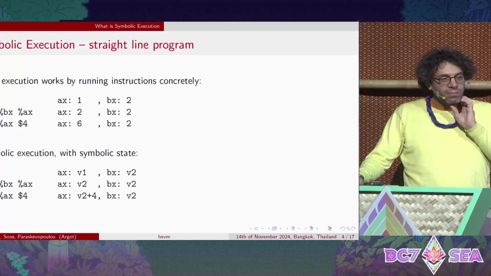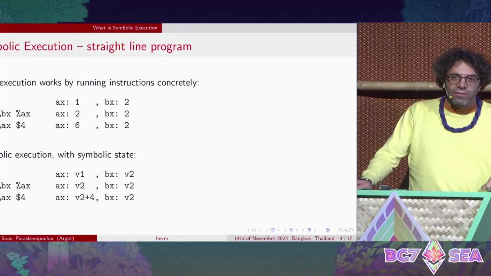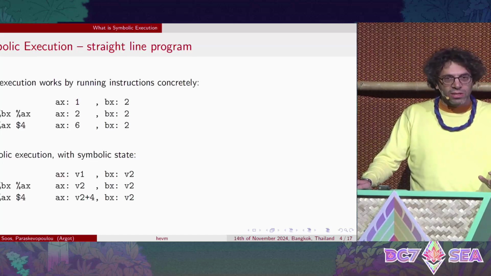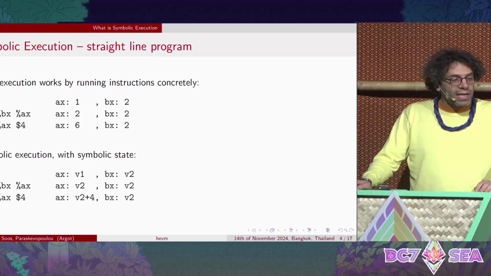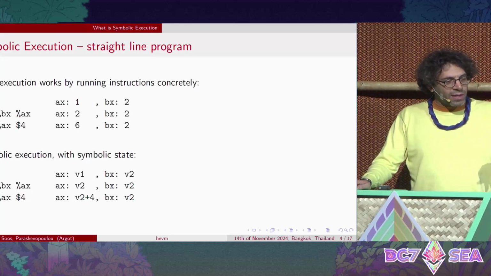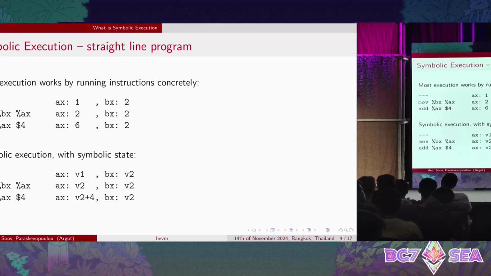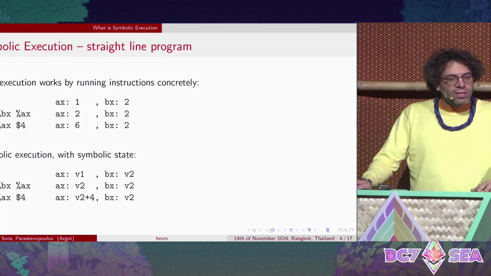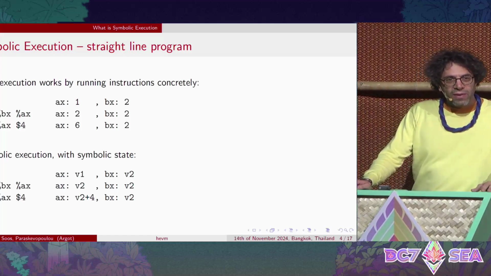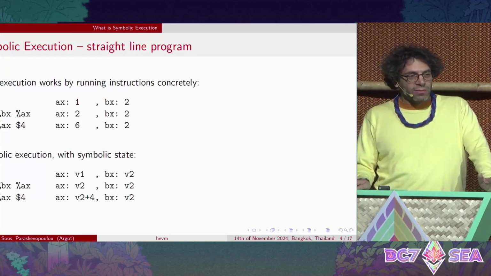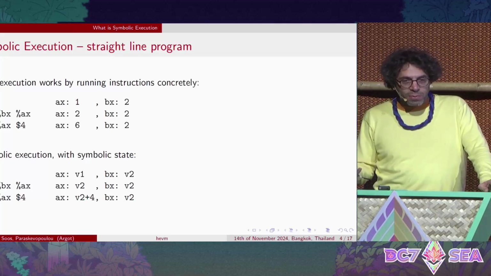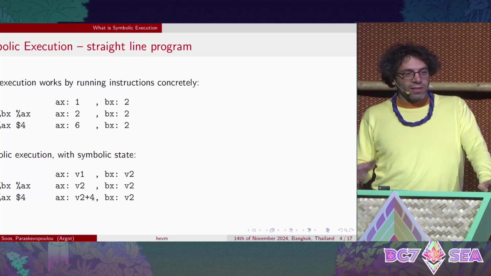Now, when it comes to symbolic execution, instead of initializing with concrete values like 1 and 2, it will initialize with variables like v1 and v2, and then we'll try to execute these instructions, but over these variables rather than the concrete values. As you can see step by step, the state evolves, and eventually it will end up with v2 plus 4 on the A register and v2 on the B register. Of course, if I substitute the concrete values into that, we'll end up exactly where we were with concrete execution. But what this means is that I can mathematically express what the state is for any input value, right?